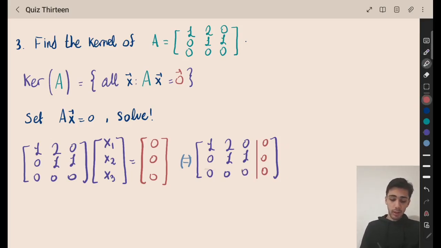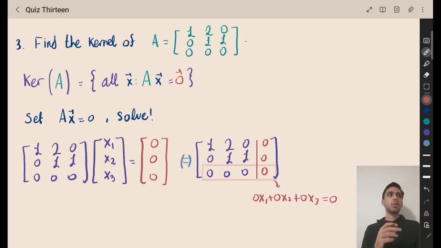Immediately, I think you can see that this is an equation that has absolutely no data. If we were to read this equation off, it would say 0x1 plus 0x2 plus 0x3 is equal to 0. And now I want you to take a moment to think about all the x1, x2, and x3 triplets that satisfy this equation. They're all of them, any single triplet of numbers will satisfy this equation, because anything times 0 is 0.